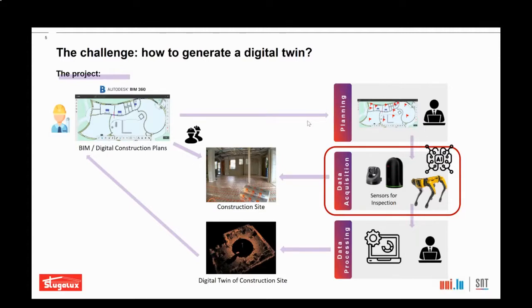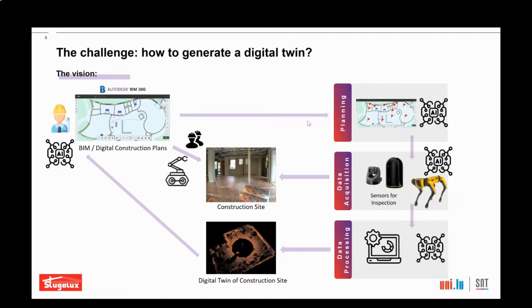And while other people are still working, the robot can walk around and do the inspection. However, you see that for the moment the planning would still be done manually with another planning tool, and the data processing would also still be done manually. That means finally, and as I understood, this is also the vision of Stuga Lux, but could also be a vision of construction companies, is first of all to automate the generation process of these digital twins.